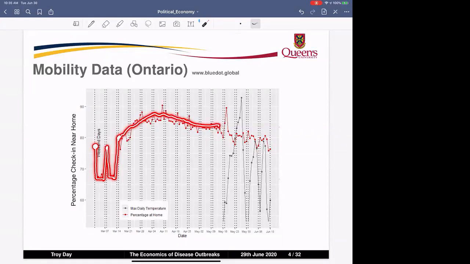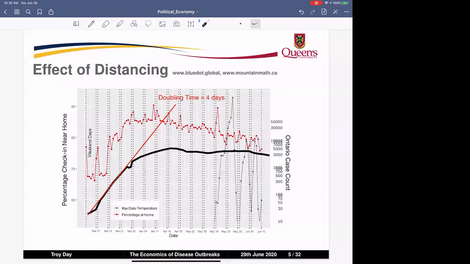People were staying home for most of the time from that point onward. And this has had an enormous consequence in terms of the generation of new infections. To illustrate that, I've overlaid on this plot that same mobility data with this curve here, which is the case count for Ontario only. So again, here's the exponential growth phase, doubling time every 4 days initially.